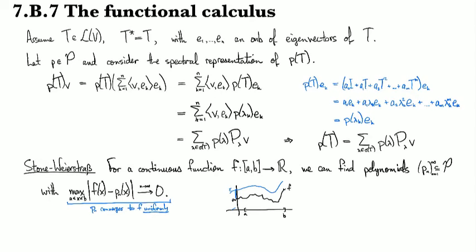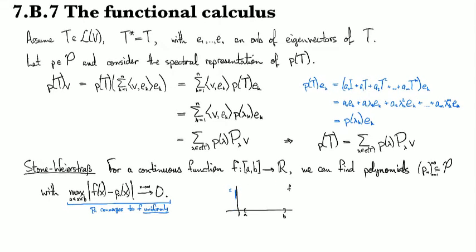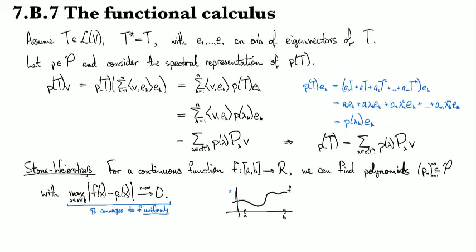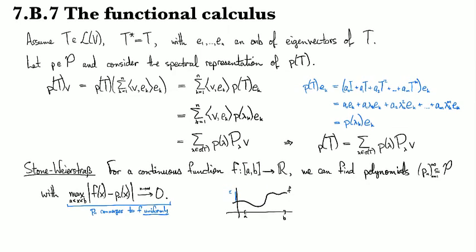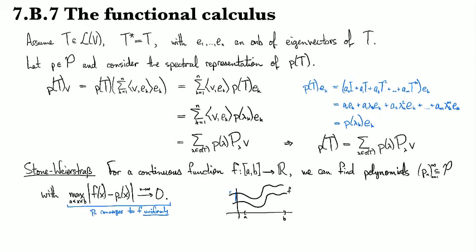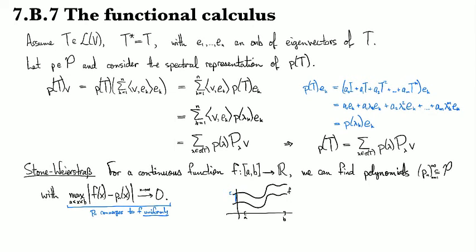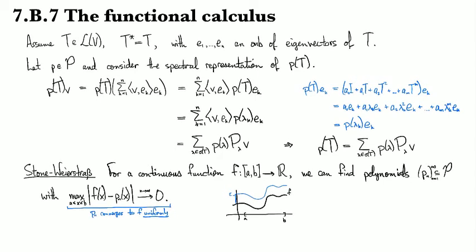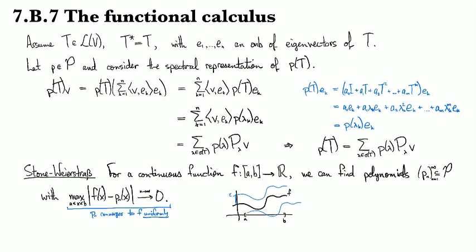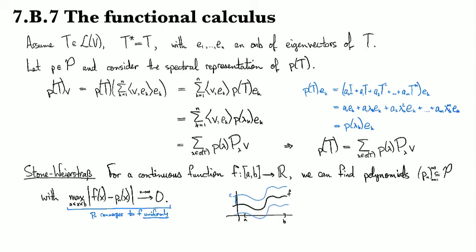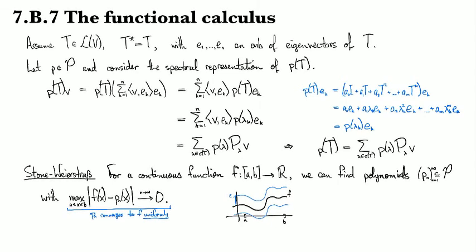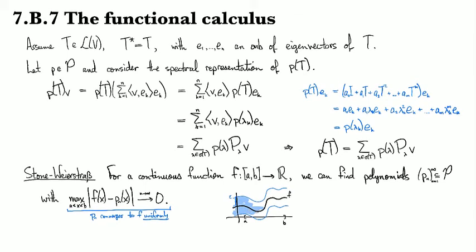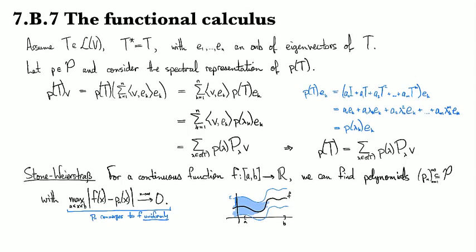I don't know why I made such a horrible, awful function here. Let me do that again. So I'm going to take my function to be like this. Okay, there we go. All right. So then what the theorem states is that I can find a polynomial whose graph is in this blue zone.